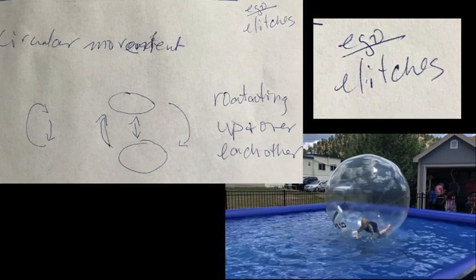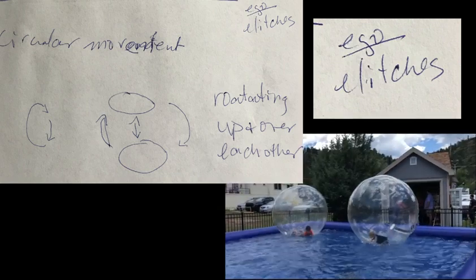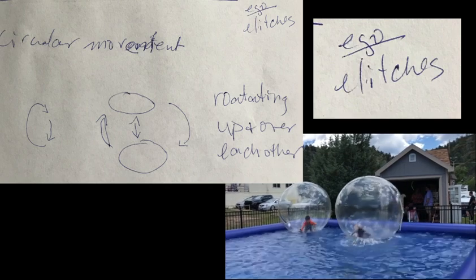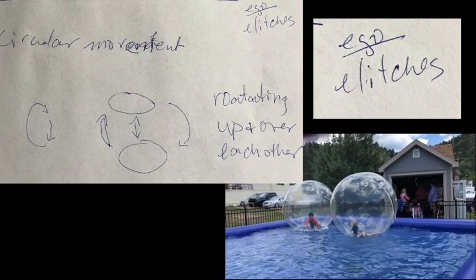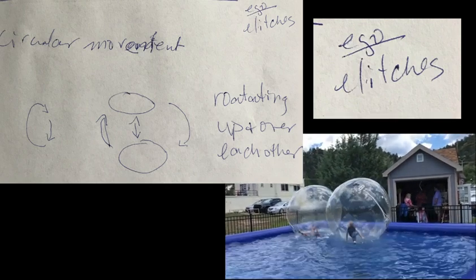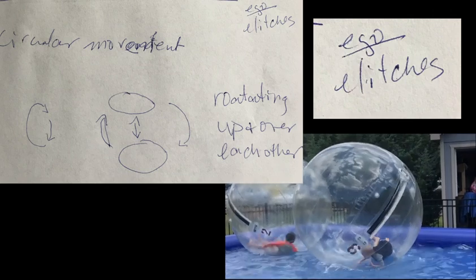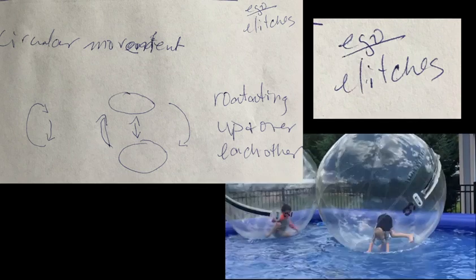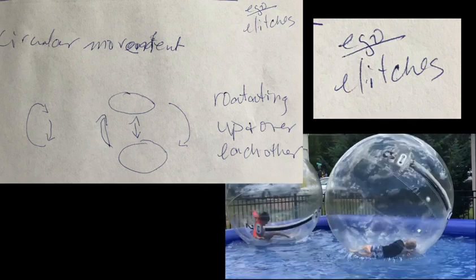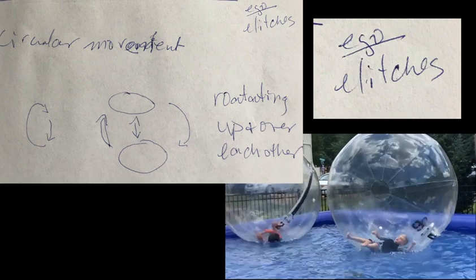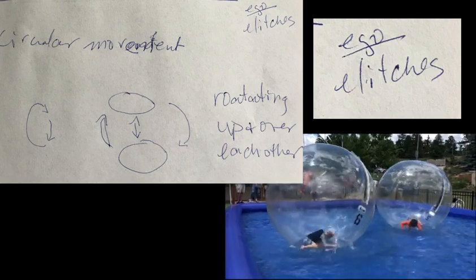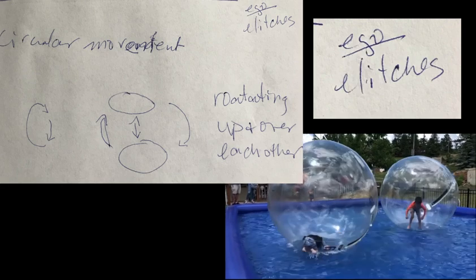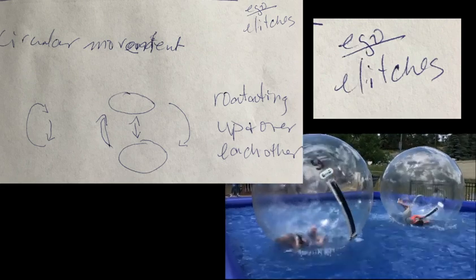In these notes, we see the words circular movement, and then the image of circular things in relation to each other, and the words rotating up and over each other. And I think that's referencing the two children in their own separate bubbles. And in the upper right hand, I enlarged it. It says ego. That's how I train some people for analytical overlay. It's just called ego stuff.